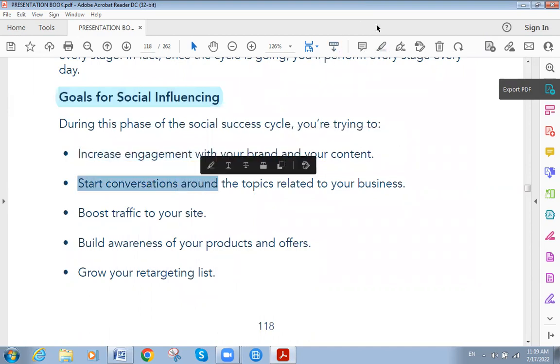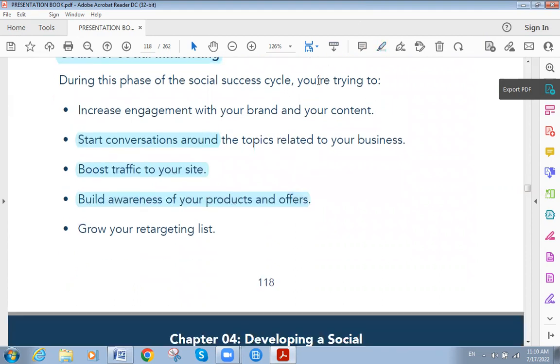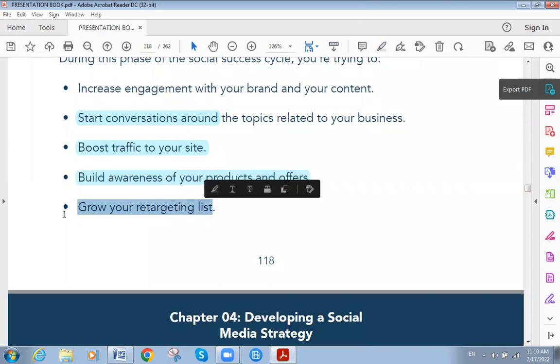Start conversation around the topic. Boost traffic, increase the traffic on your own brand. Build awareness about your product. Grow your retargeting list as well.